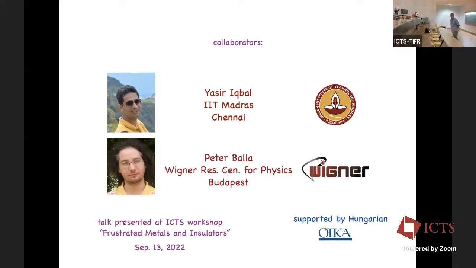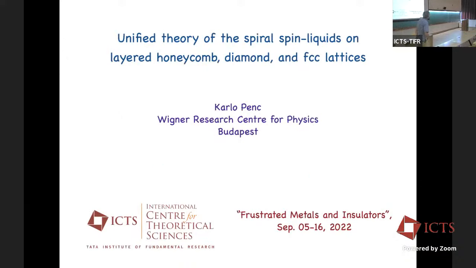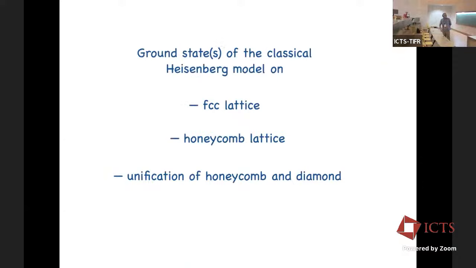I have my student, Peter Balla, and he was working on some complicated FCC phase diagram with anisotropies and so on, and it was really complicated. During the discussions with him, it turned out that even the simplest FCC lattice is interesting, the Heisenberg model on the FCC lattice. So that will be the first part of my talk. And as we follow discussions and our work, I will show what we found out in the honeycomb and in the case of the diamond lattice.